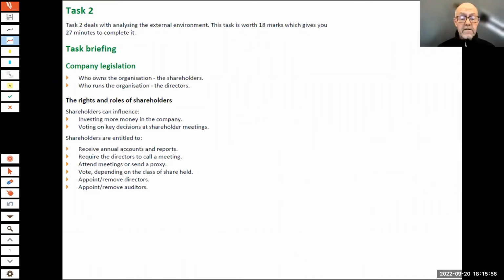So task 2 deals with analysing the external environment. This really is how the business relates to the environment. We will meet elements of company legislation. And as we've just said, there's a difference between who owns the business.